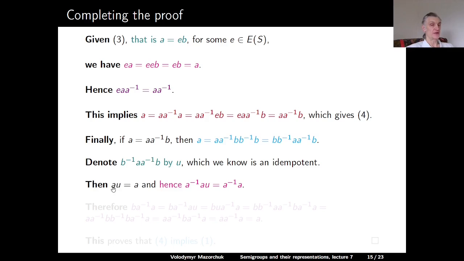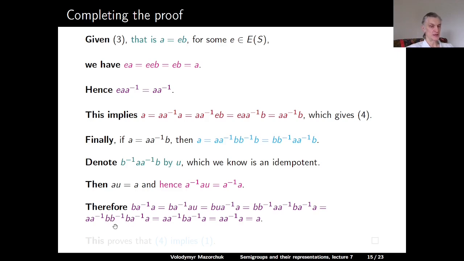Then we have that AU is equal to A, and hence A inverse AU is equal to A inverse A. Therefore, B A inverse A is equal to B A inverse AU. This is equal to BU A inverse A. We swap the two idempotents. This is equal to B inverse A inverse B A inverse A. And again, we swap idempotents. This is equal to A inverse B inverse B A inverse A.